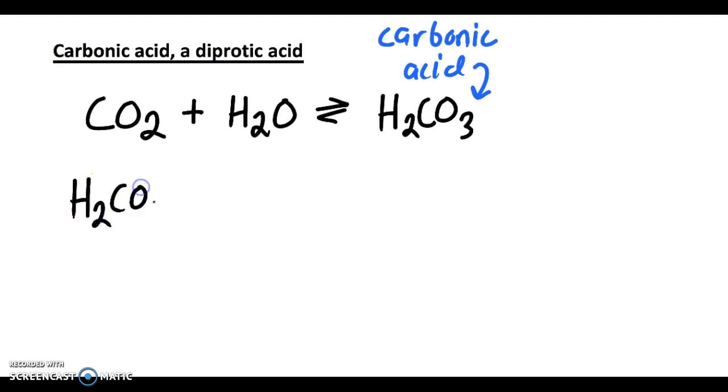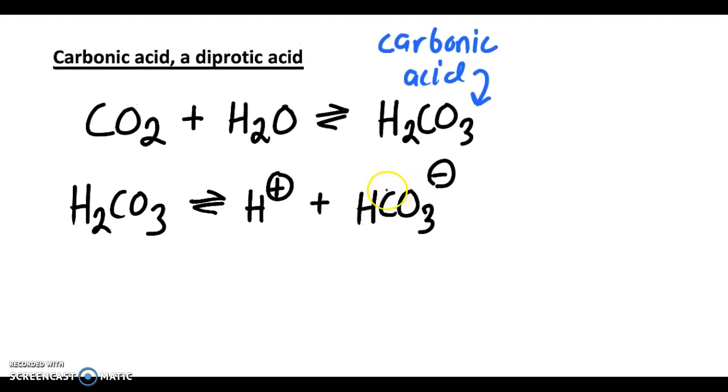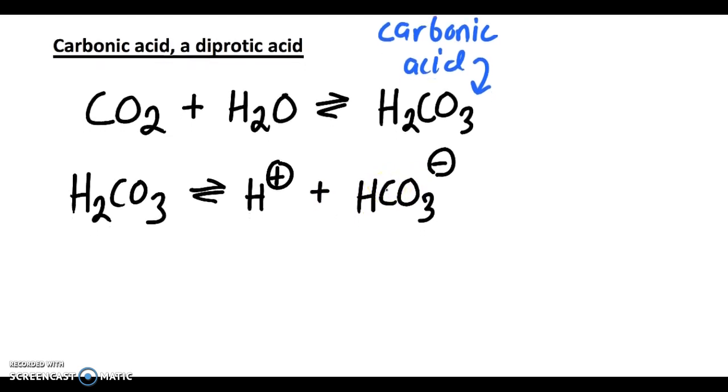So H2CO3, this is going to give up one of its protons, so there it is right there. And let me just rewrite what's left over. HCO3 minus. So left side is neutral, so is the right side. Now what makes carbonic acid a bit different than HCl is that it can give up a second proton. So it gave up the first proton.